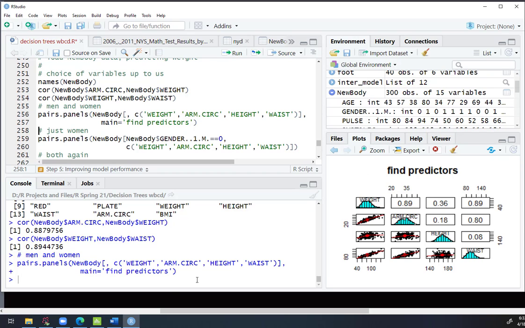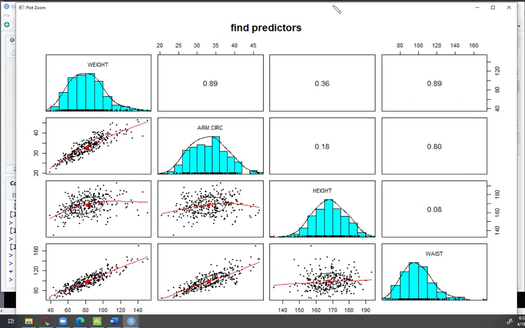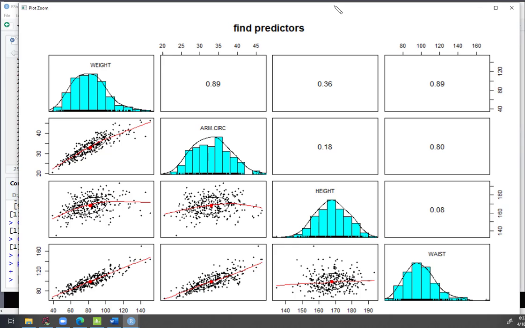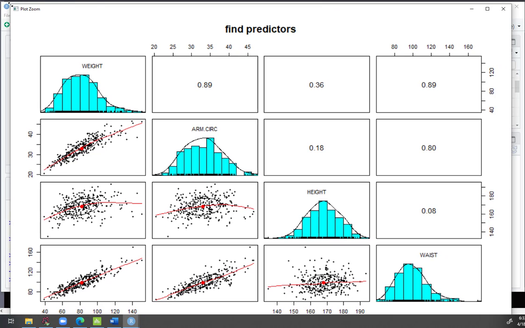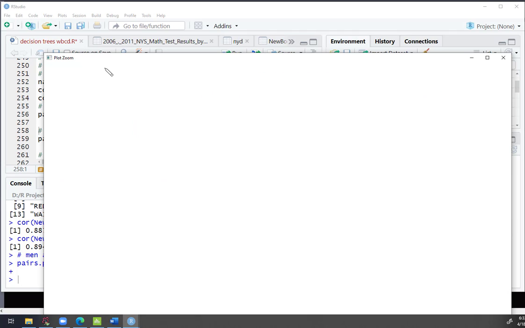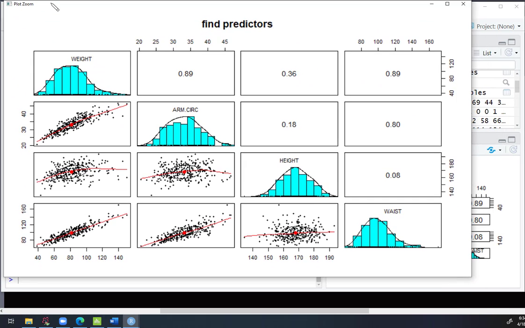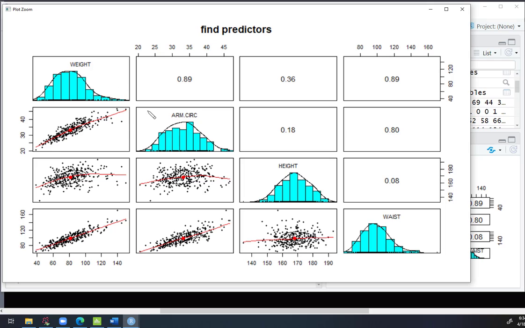And this is the output, and I want to blow it up. So let me haul it over here. And I want to get it appropriate size. That looks pretty good. So this is the output. And this is a nicely complex output.